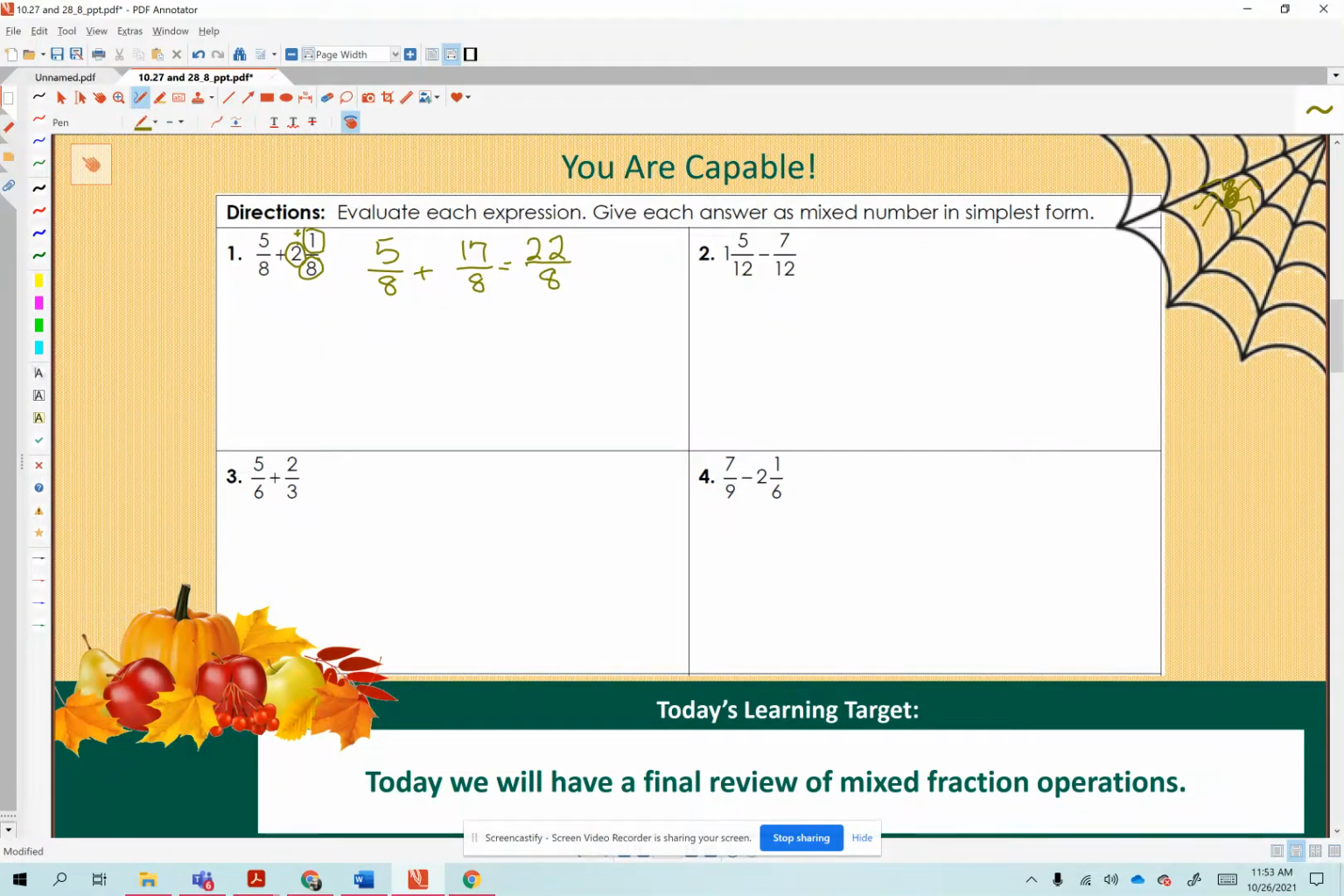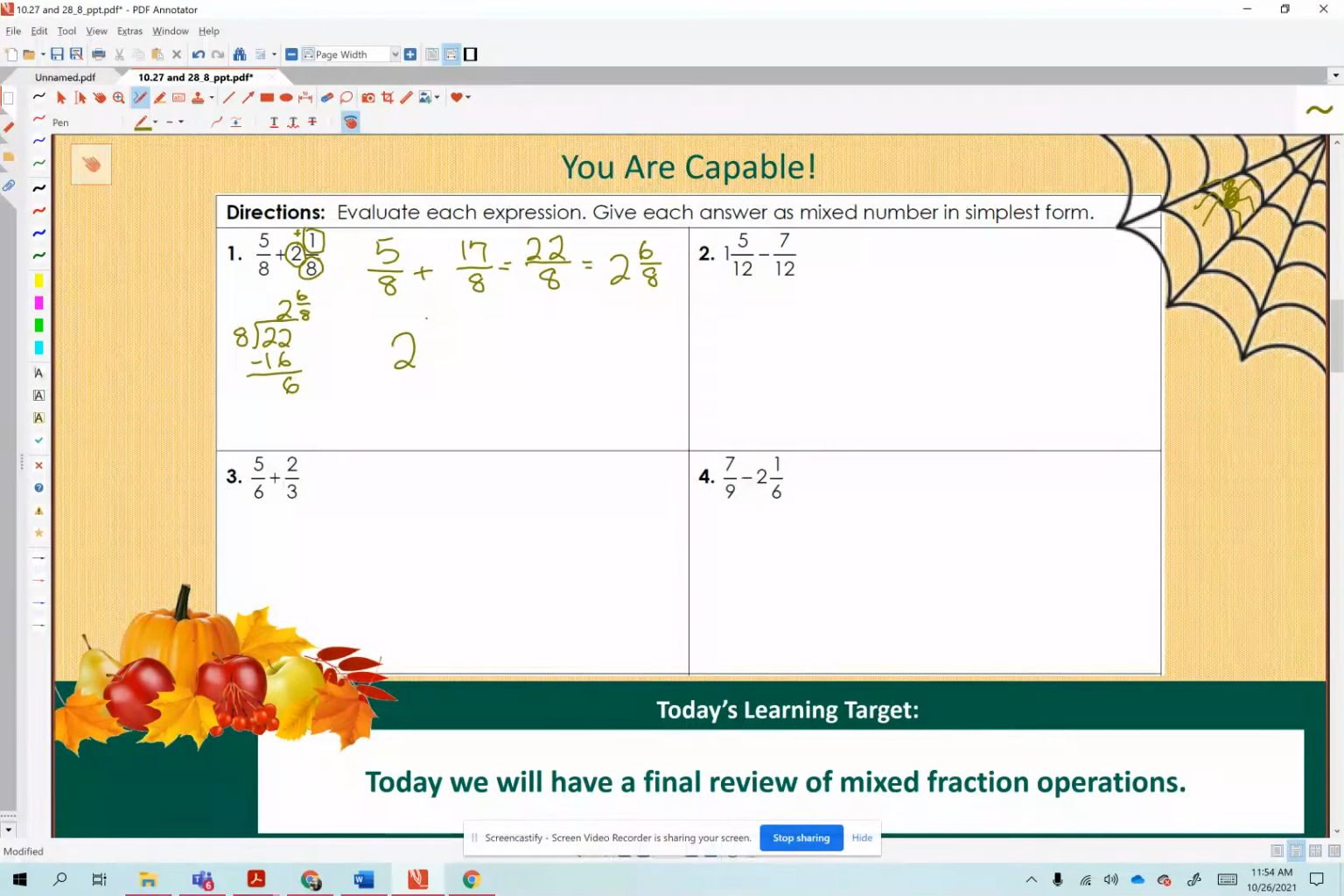So we have an answer of 22/8, but we can convert that back to a mixed number by dividing 22 by 8. And we know that 8 times 2 is 16. 8 times 3 is 24, and that's too big. So 8 times 2 is 16. And when we subtract 16 from 22, we get 6/8. So 2 6/8, but we're still going to have a little bit more work to do. So let's just write this down first, 2 6/8.